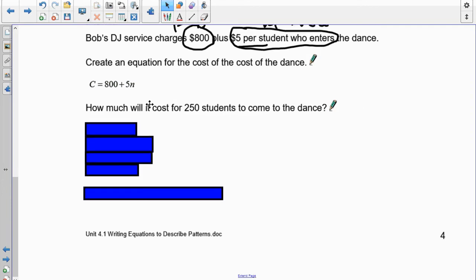Now I want you to find out how much it will cost for 250 students to come to the dance. So pause the recording and figure out how much it costs for 250 students.